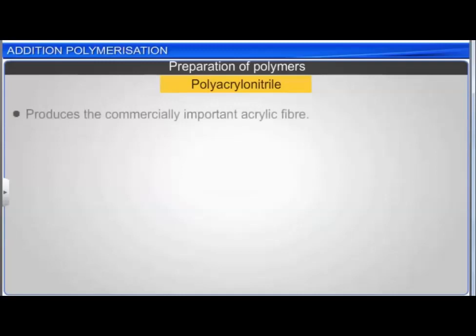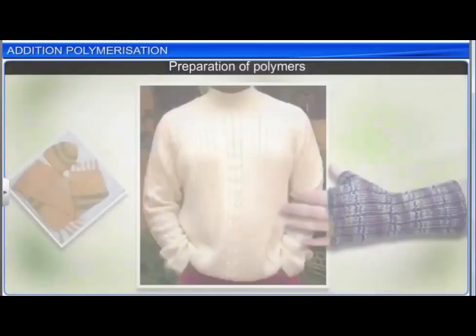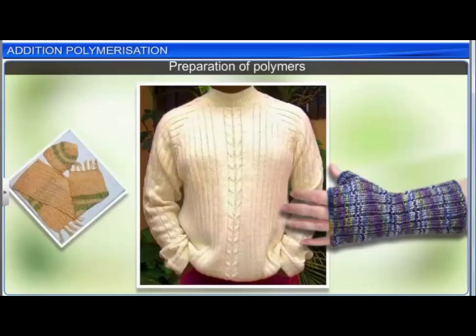Polyacrylonitrile produces the commercially important acrylic fiber. The trade names for acrylic fibers include Orlon and Acrylan. These acrylic fibers are soft and flexible and produce lofty yarns. These properties of acrylic fiber closely resemble those of wool. Hence, acrylic fibers are often used to make sweaters and other pieces of apparel.